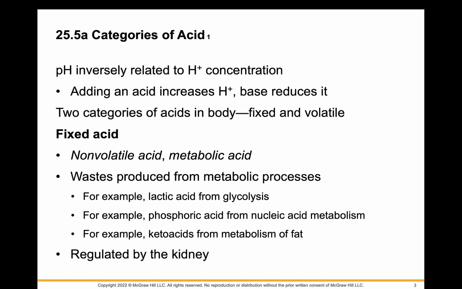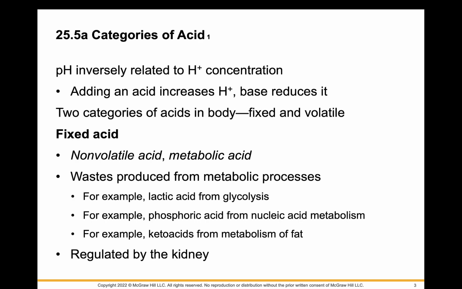Now, there are 2 general types of acids within our body, and they're referred to generally as fixed and volatile. When we talk about fixed acids, I tend to prefer using the term metabolic acid. So these fixed or metabolic acids are waste products that come from the metabolic processes that take place within our body. For example, phosphoric acid is from the metabolism of nucleic acids. Lactic acid is due to glycolysis, and keto acids originate from fat metabolism.